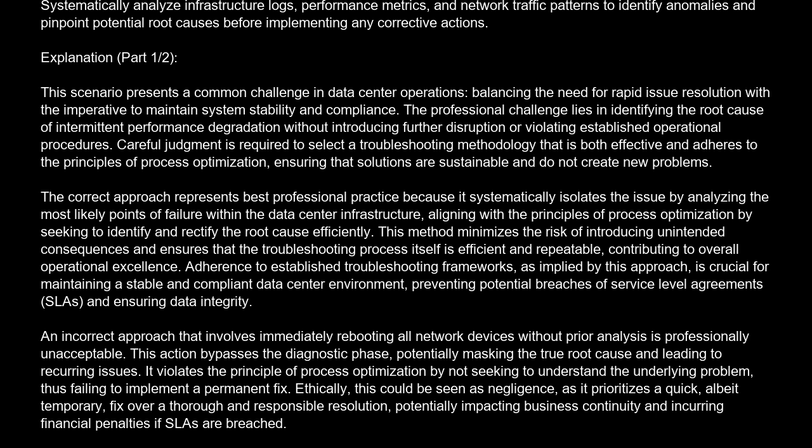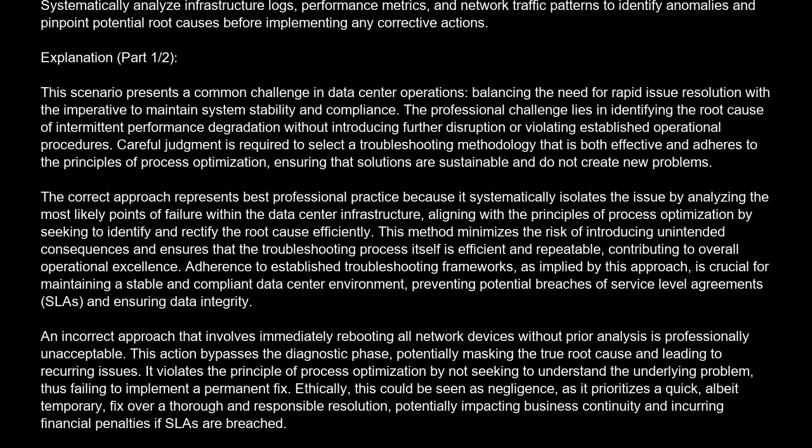The professional challenge lies in identifying the root cause of intermittent performance degradation without introducing further disruption or violating established operational procedures. Careful judgment is required to select a troubleshooting methodology that is both effective and adheres to the principles of process optimization, ensuring that solutions are sustainable and do not create new problems.